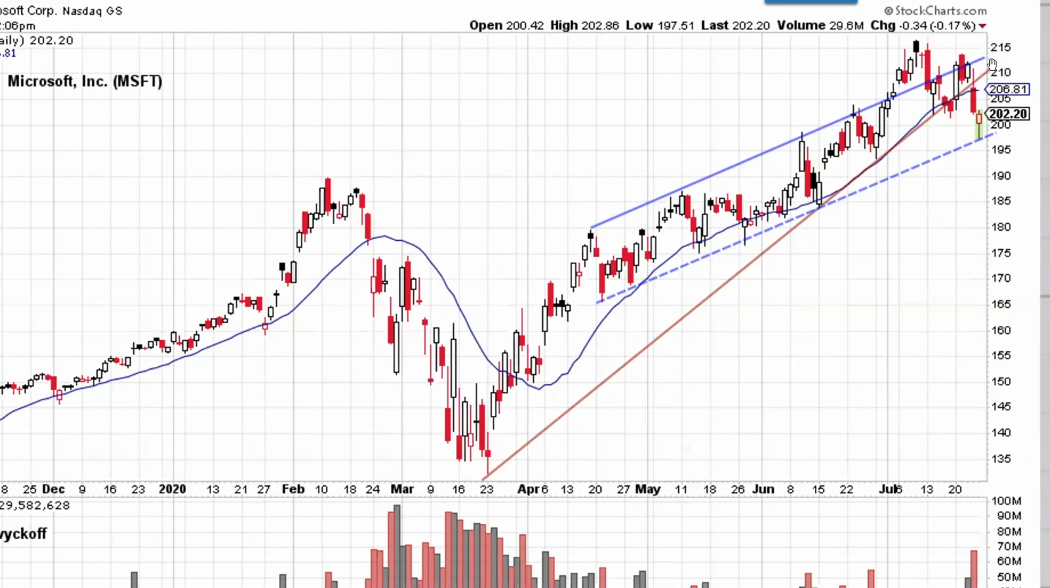Steeper trend line here. Couldn't stay above the steeper, failed on a test here and went below this. So we're going to watch closely to see how Microsoft reacts when and if it can get back up to this trend line again. So climax, test, back into the channel and below this long-term trend line. So this is going to be very interesting to watch Microsoft.